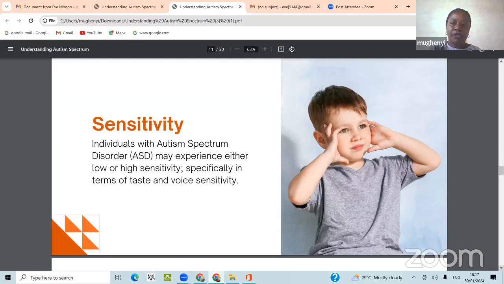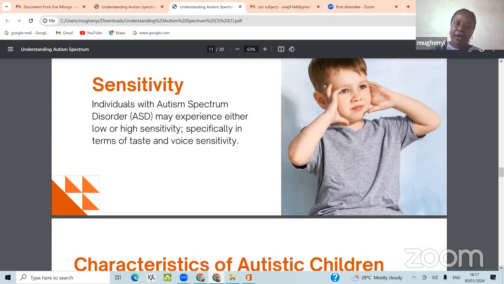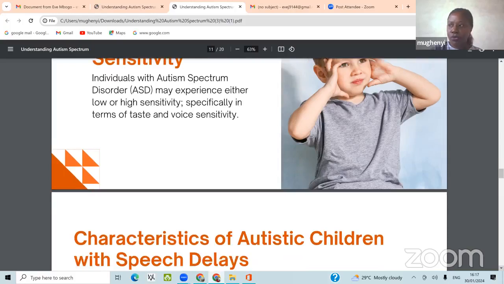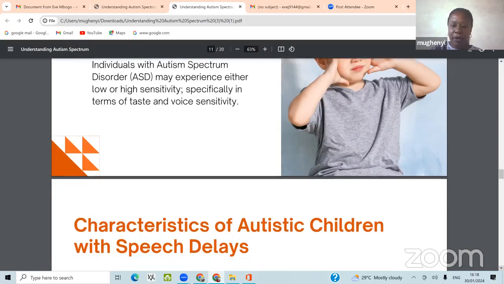Let us see now about sensitivities. They also have a problem with sensitivities. Some have low hypersensitivities and others have high hypersensitivities. This is on taste, on touching, on smell. So it is better to bear with them because this is a very difficult time for them. They may have either low or high. So it is better for parents and caregivers to be with them, to help them accordingly.